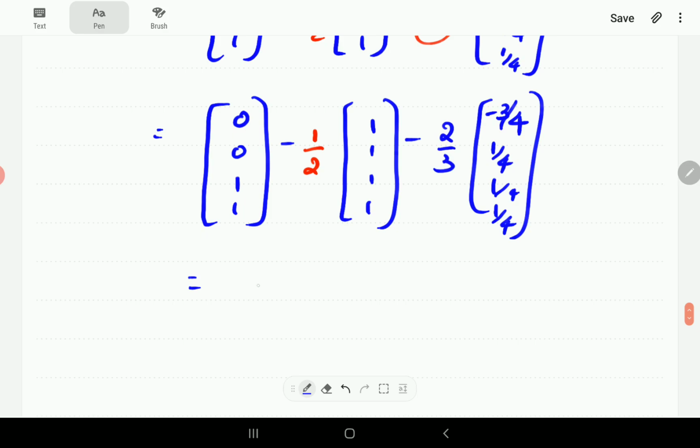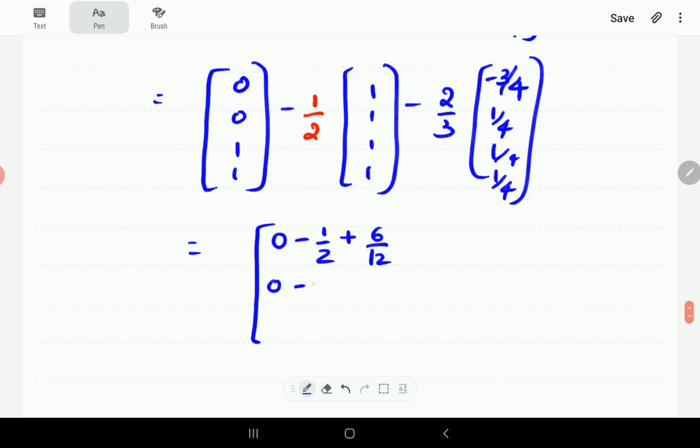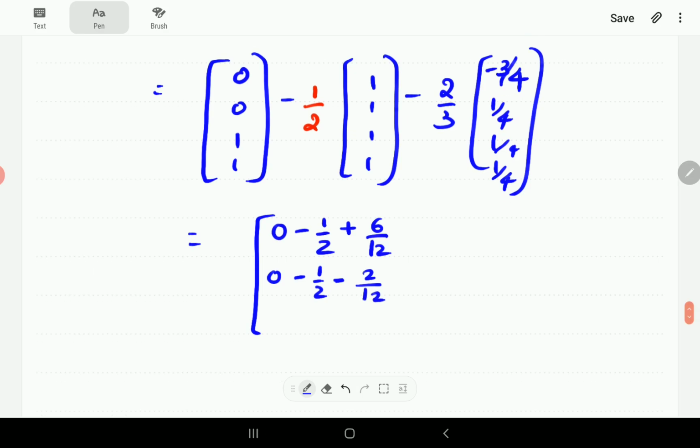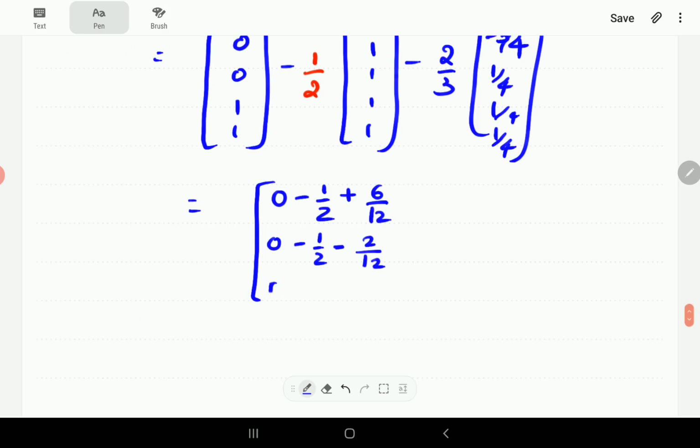Now let me write it as one element. This is 0 minus 1 by 2 minus into minus plus 6 by 12. Okay, and then this is 0 minus 1 by 2, this is minus 2 by 3 into this is 2 by 12. Okay, then this is again 1 minus 1 by 2, this is again minus 2 by 12, this is 1 minus 1 by 2 minus 2 by 12.